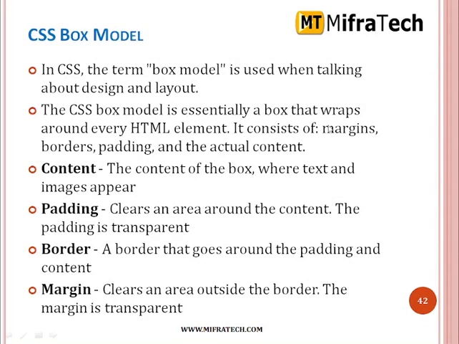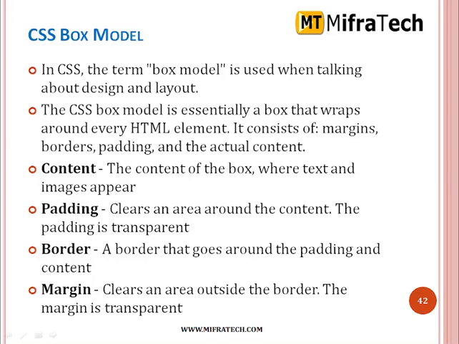The CSS box model is also very important in CSS. The term box model is used when talking about design and layout. The CSS box model is essentially a box that wraps around every HTML element. It contains the margins, borders, padding, and the actual content, whatever we have written in the box. Simply, the content, padding, and the border. The content of the box is where the text and images appear. The padding clears an area around the content. The padding is transparent, so it will not be visible in the browser.